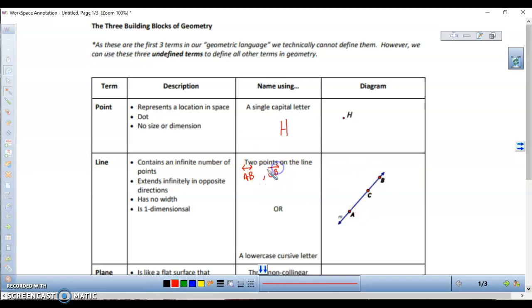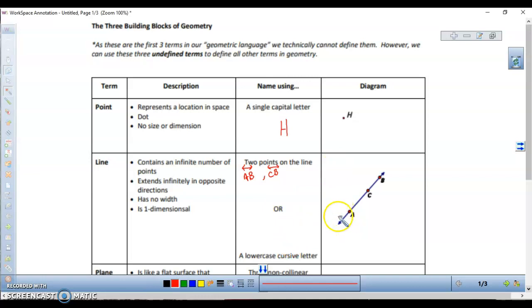And it's the exact same line, because when I look at this diagram, I ask, which line goes through A and B? Well, it's the same one that goes through C and B. So it doesn't matter which point you pick as long as you pick two on the line. And the order doesn't matter. Line BA is the same thing as line AB.